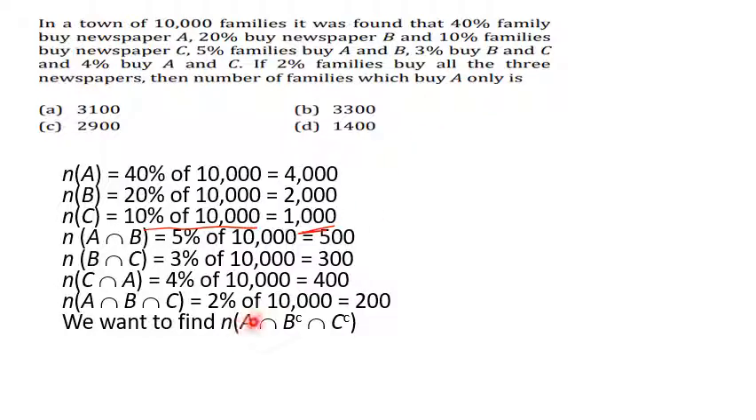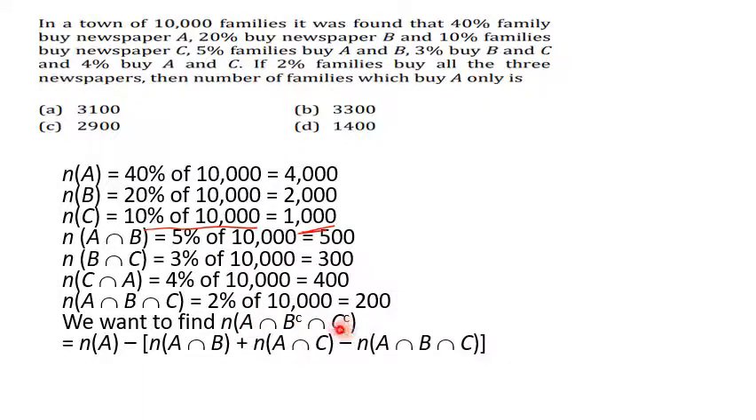A only means A intersection B complement. B complement means B ಓದಲ್ಲ ಅವರು ಅಂತ. C complement means C ನ ಬೈ ಮಾಡಲ್ಲ ಅಥವಾ ಓದಲ್ಲ ಅಂತ ಅನ್ಕೋಬಹುದು. So N of A intersection B complement intersection C complement is given by the formula N of A minus N of A intersection B plus N of A intersection C minus N of A intersection B intersection C.